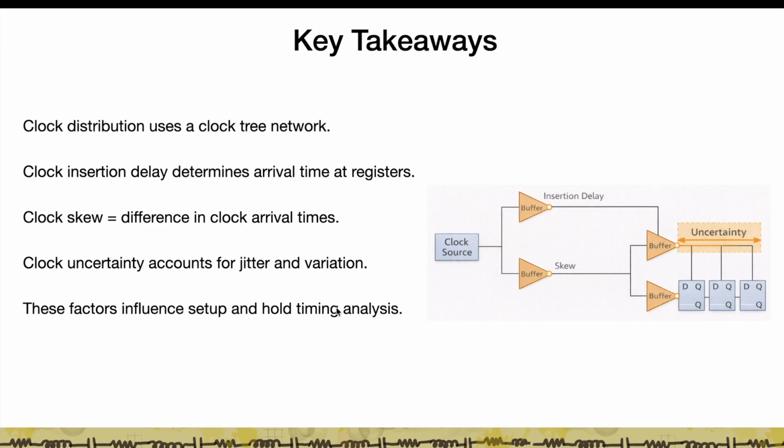Clock uncertainty adds a further margin to cover jitter, residual variation, and modeling inaccuracies. It always reduces the available timing budget. Together, insertion delay, skew, and uncertainty mean that the clock network is not a passive passenger in timing closure. It's an active participant. How well the clock tree is designed and balanced directly determines how much timing margin is left for the data paths.